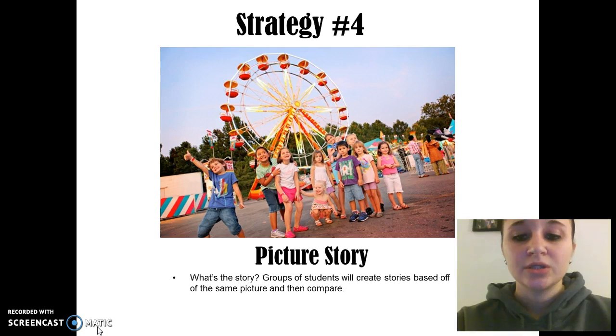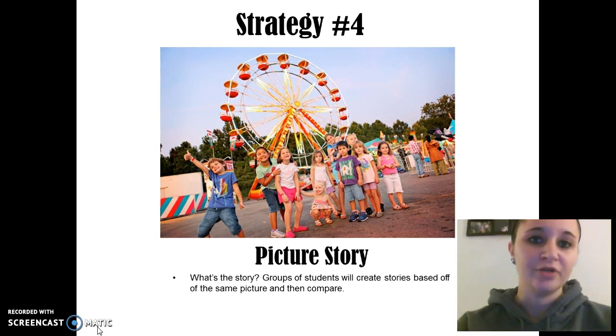I would use this strategy by grouping the students based on their English speaking abilities. Every group will have the same picture to create a story from. The students will have limited time to produce a story and record it on paper before sharing it orally within the class. After all the groups have shared, then the students would compare their stories to the other groups and look for similarities and differences. Within the strategy, the students would be practicing speaking, reading, and writing of a new language.